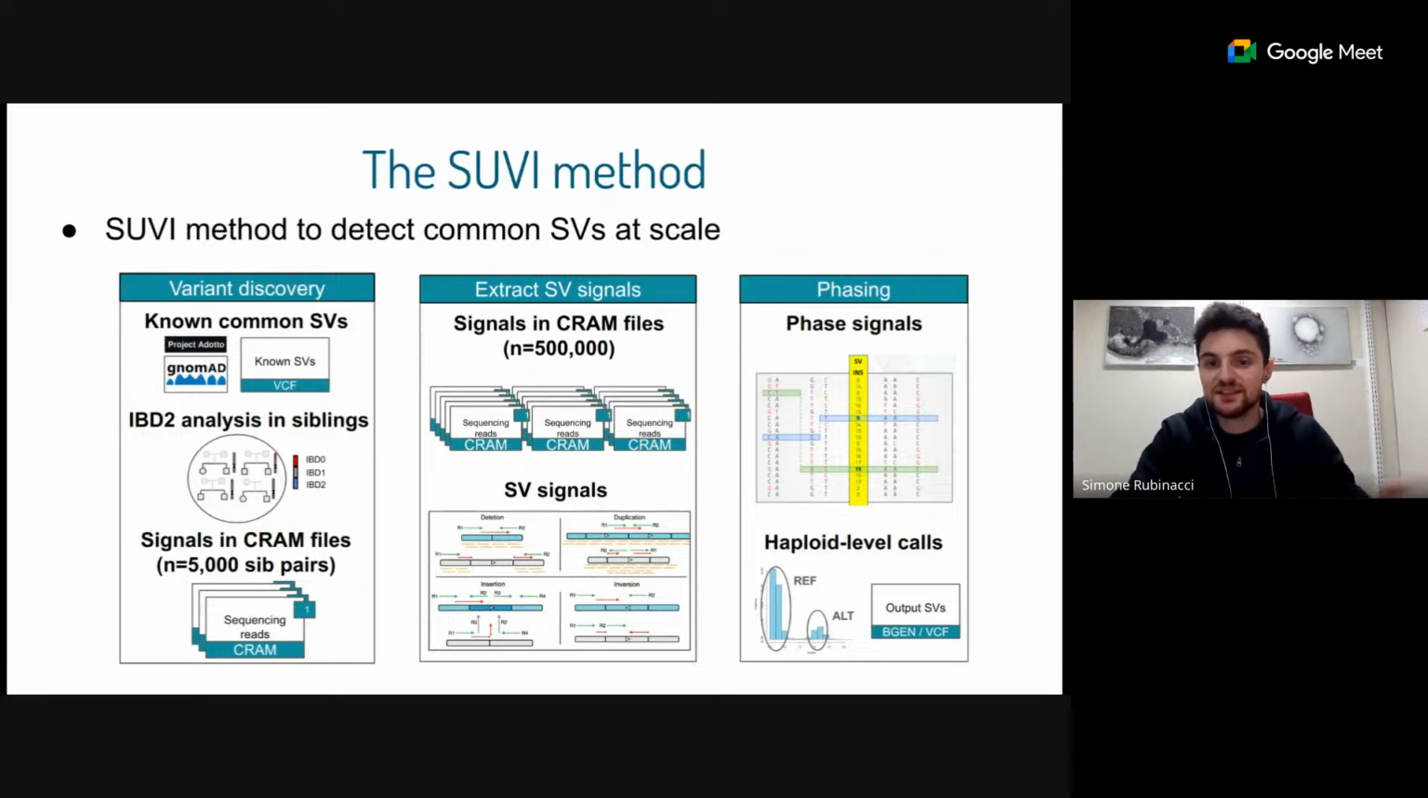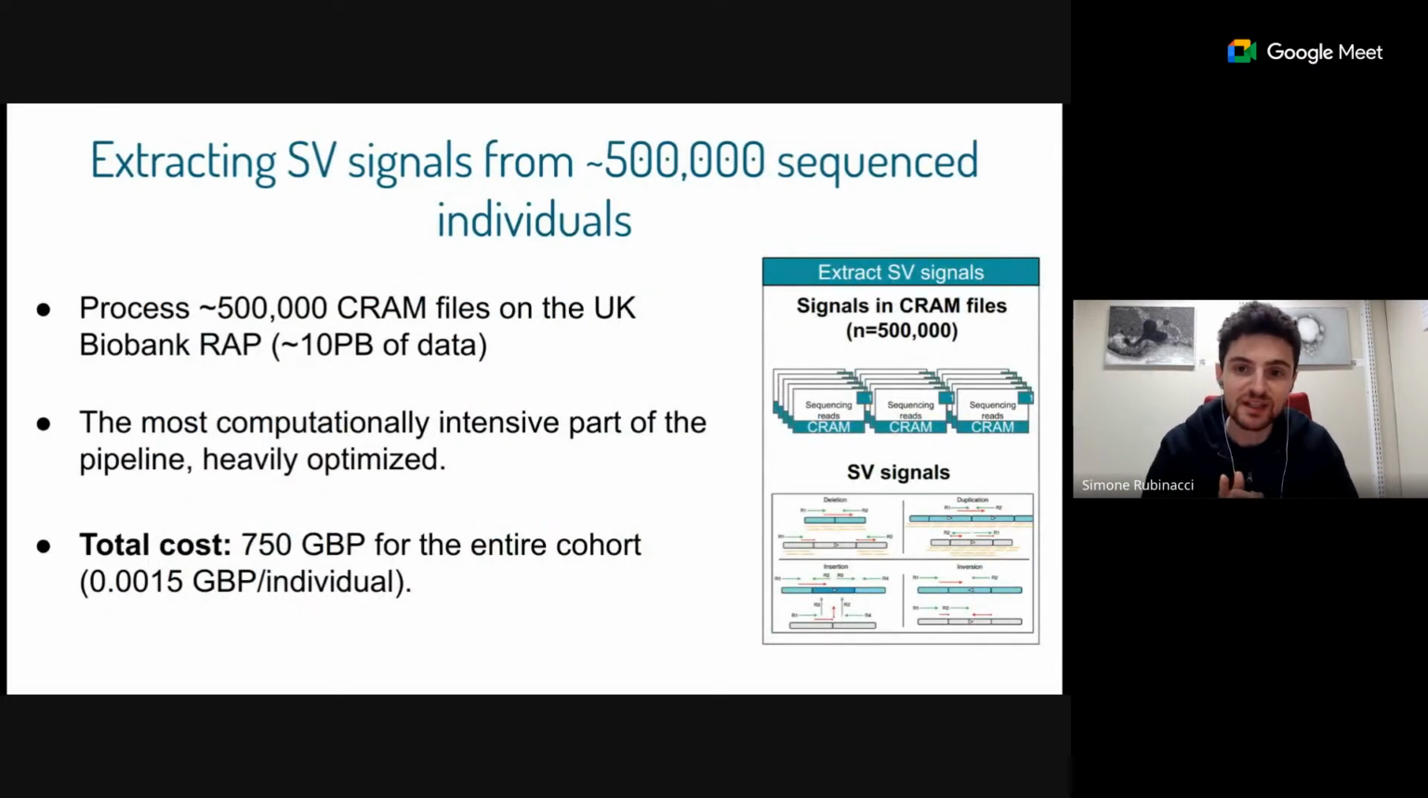Once we detect the structural variants, we need to extract the structural variant signals across the entire cohort. This means processing 500,000 high-coverage whole genome sequencing samples, around 10 petabytes of data. Given the size of the data, this is of course the most computationally intensive part of the analysis, but we heavily optimized this step and we are able to process the entire cohort for less than £1,000 on the Biobank research analysis platform.